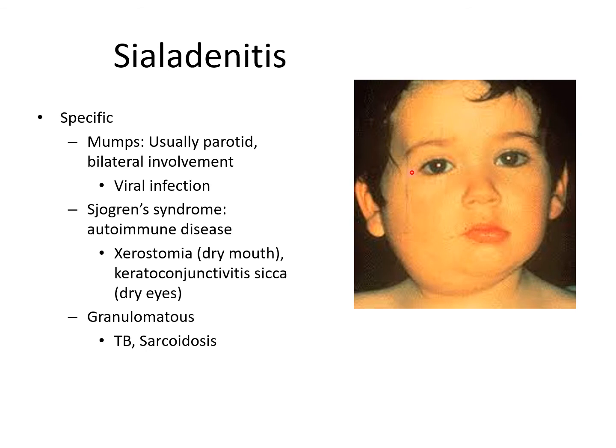This picture shows a patient with mumps affecting the parotid gland, and this is due to a viral infection. Sjogren's syndrome, an autoimmune disease, can also affect the salivary gland, and it causes xerostomia or dry mouth. Granulomatous diseases can also affect the salivary gland. Tuberculosis and sarcoidosis cause granuloma formation in the salivary gland.